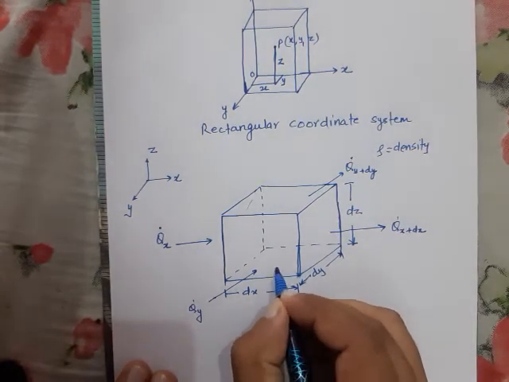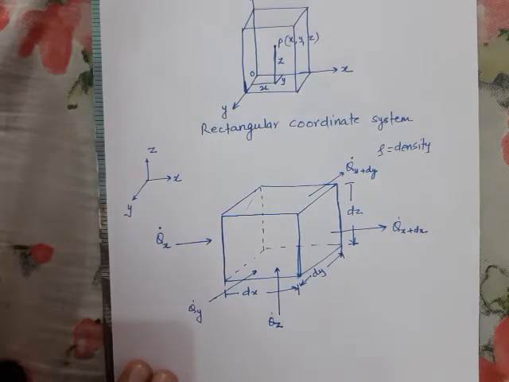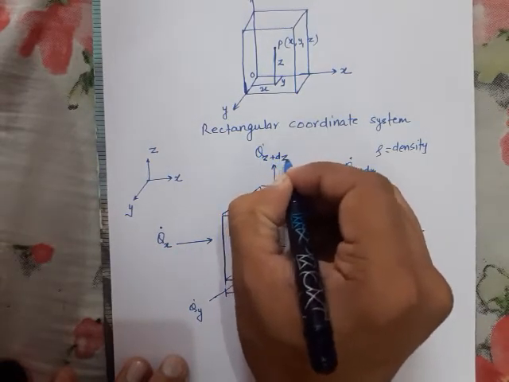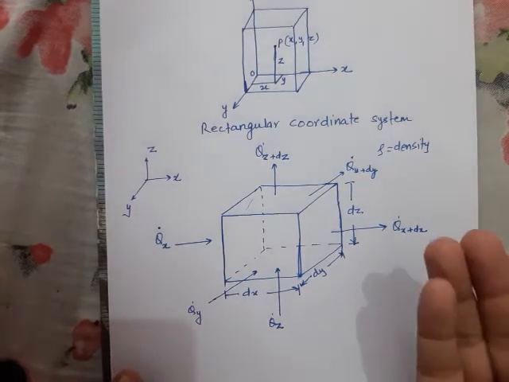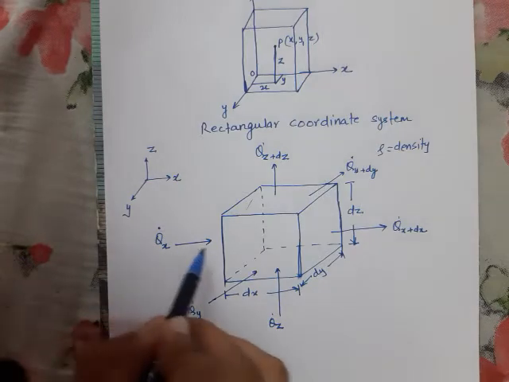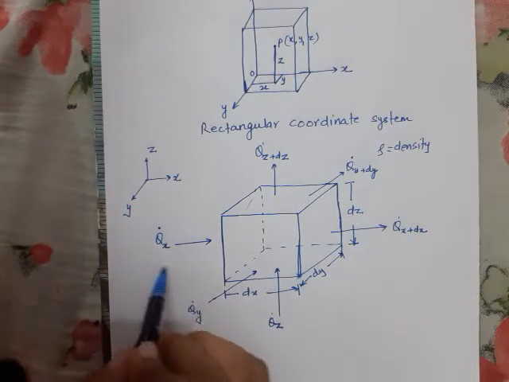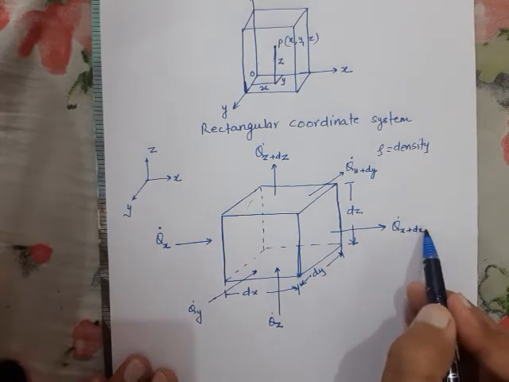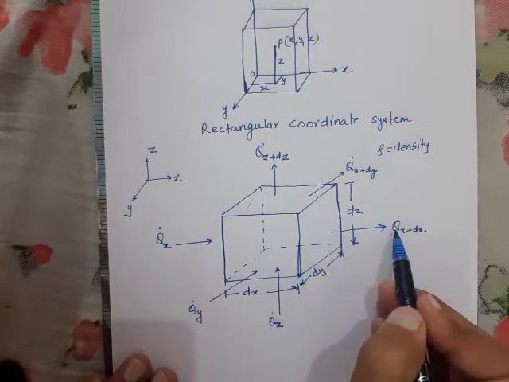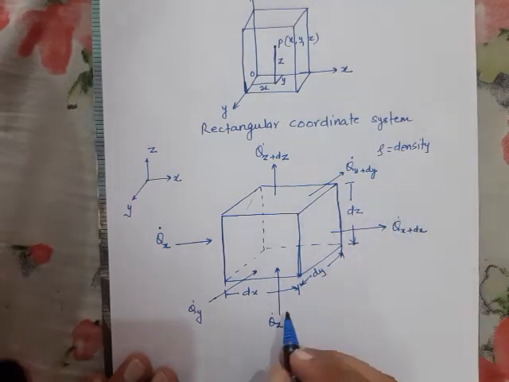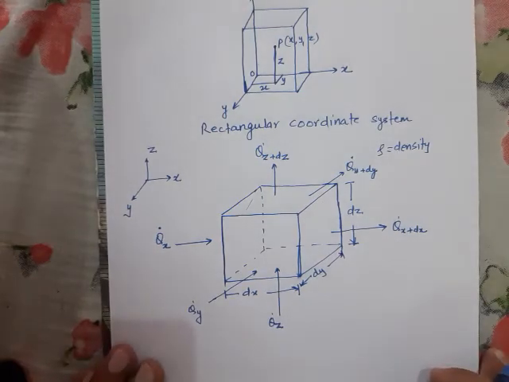Likewise, in the z direction, q dot z indicates the rate of heat conduction into the element, and q dot z plus dz indicates the rate of heat conduction out of the element in z direction. Please note, this is the rate of heat conduction in x direction. Q dot x indicates rate of heat conduction into the element in x direction. Q dot x plus dx indicates rate of heat conduction out of the element in x direction. Likewise, q dot y plus dy, q dot z, and q dot z plus dz.